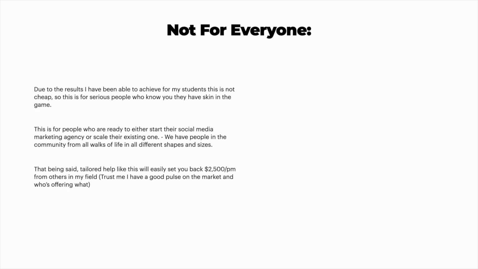That being said, guys, if you were to go and find tailored help like this on this sort of level, it will easily set you back $2,500 per month from anybody in my field. And believe me, I know, because I've been watching the market, all the other quote unquote gurus. I know exactly what they're offering, how they offer it, what they price it at, because again, I'm a big guy in market research, as you can see from the slides. So I know exactly who's pricing what at what. To get a program like this, or a mentorship program like this, where it's live and you get this sort of level of detail and care and tailored help, you are literally going to be set back $2,500. Be prepared to pay for that.